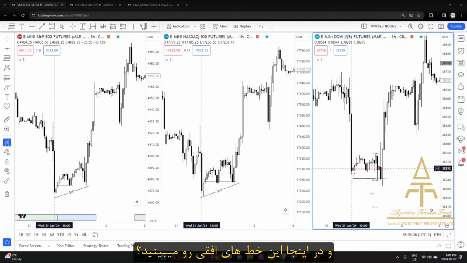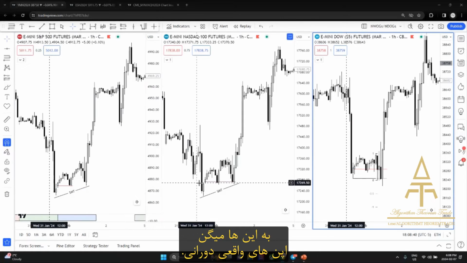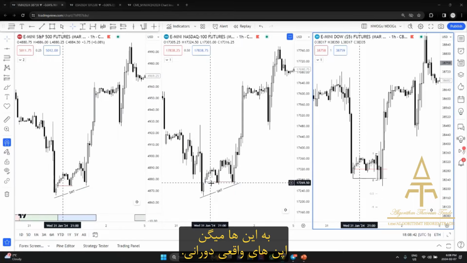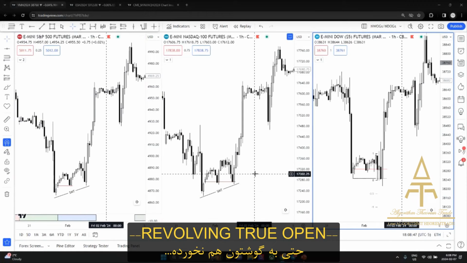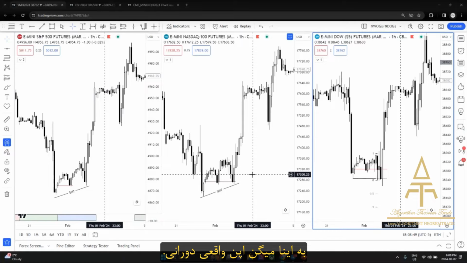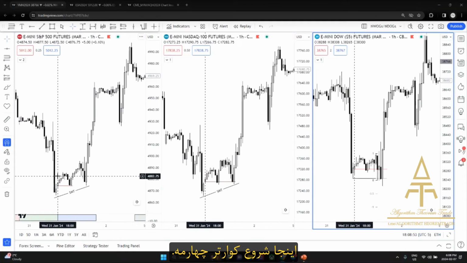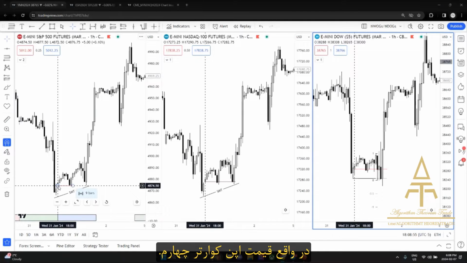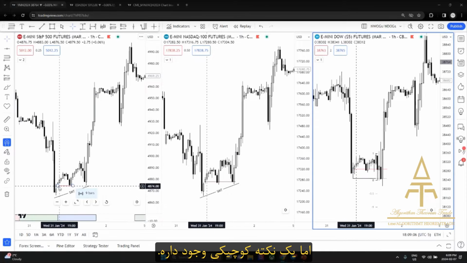And right here where you see this line, this is called a revolving true open. You've never heard of this before. This is called a revolving true open, right? This is the beginning of Q4, the opening price of Q4. You understand? You're with me, the opening price of Q4. But there is a catch, right?